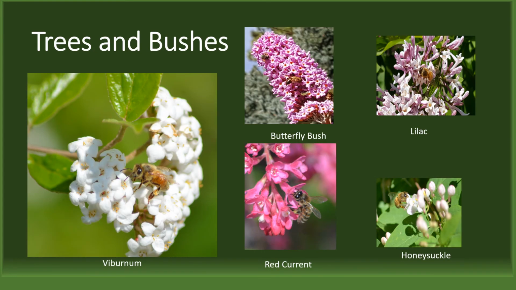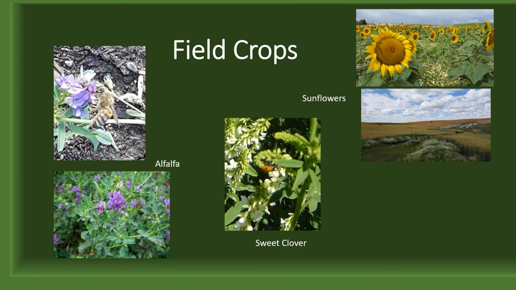Trees and bushes, including flowering trees and shrubs in your garden, provide a variety of nectar and pollen sources. Alfalfa, sweet clover, and sunflowers provide a good source of nectar throughout the summer.